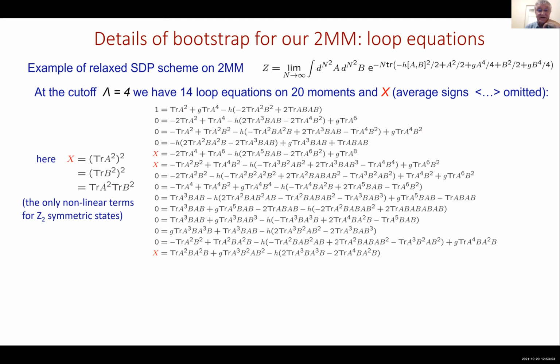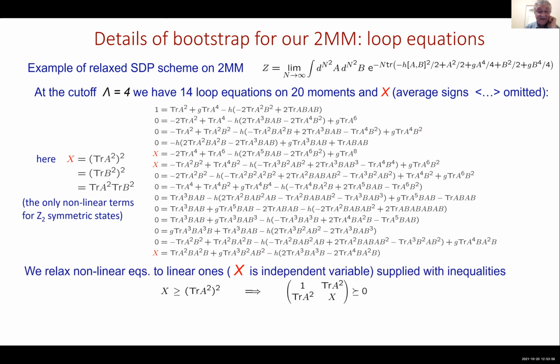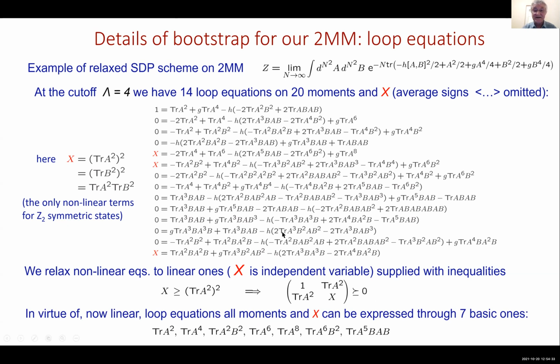They're all linear now, and the relaxation means here a very simple thing. Instead of X equal to trace A squared squared, you take just X greater or equal to trace A squared squared, and you rewrite it through a relaxation matrix. It's a simple example of this Schur complement rewriting, that this matrix is greater than 0, which is obvious, of course. And you add this condition to those equations. Then you can express these 21 variables through 7 basic variables, the 7 lowest moments.